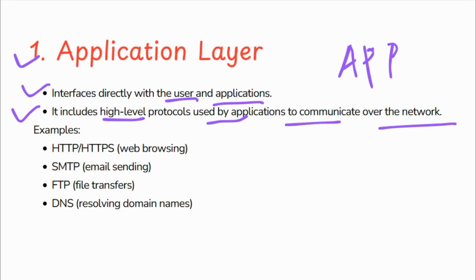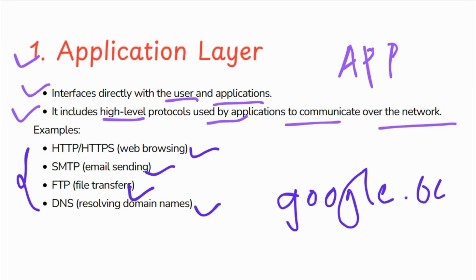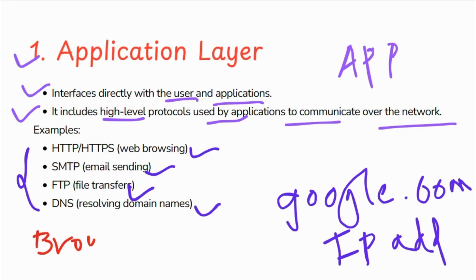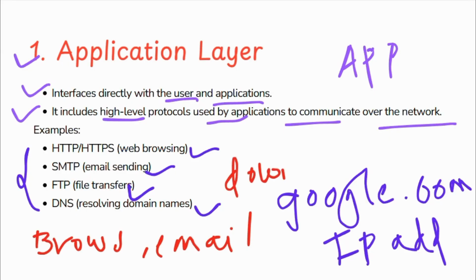For example, these are some common protocols used at the application layer. First is HTTP and HTTPS for web browsing, SMTP for sending email, FTP for file transfer, and DNS for resolving domain names like google.com to an IP address. So every time you browse, email, and download, you are using this layer.